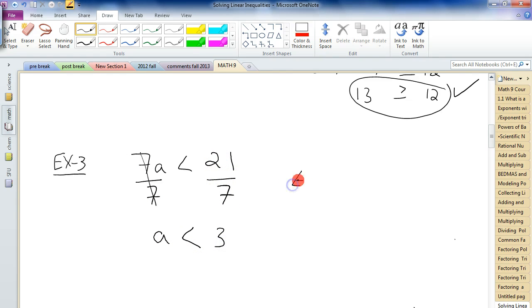Let me graph it. Put 3 there. Is it a hollow dot or a solid dot? Well, it's not equal to. It's just saying that a is less than 3. So it can't be 3. It's just less than it.